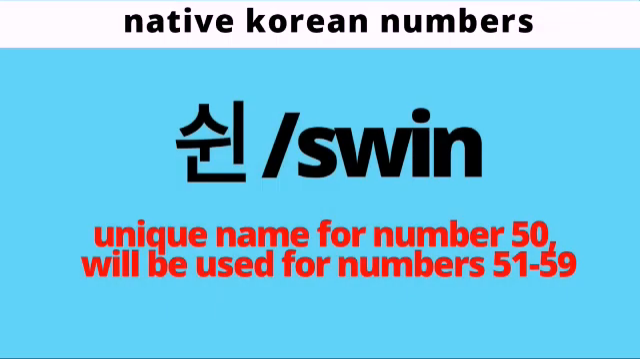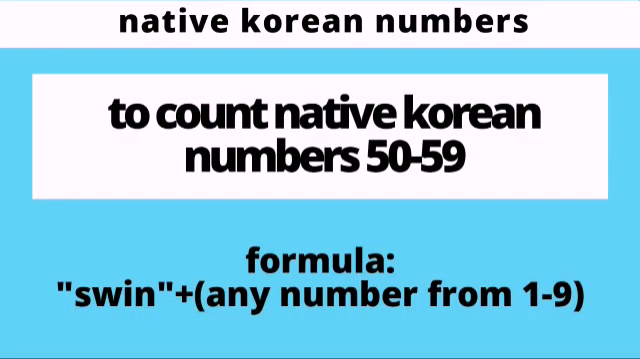Next, to be able to count from 51 to 59, we need to remember swin. Swin is the unique name for number 50, and we'll be using this to count from 51 to 59. So, how exactly are we going to create numbers 51 to 59 from swin? We just have to use this formula. So, swin plus any number from 1 to 9. For example, the number that we chose is number 2, and that would be dul. So, swin dul is actually 50 plus 2, and that is 52. So, swin dul.